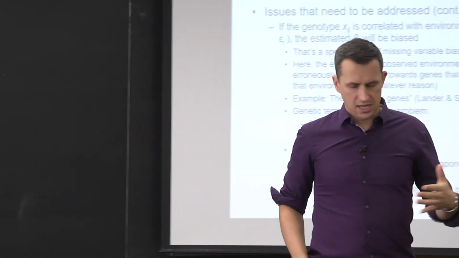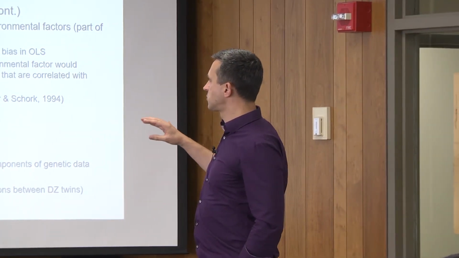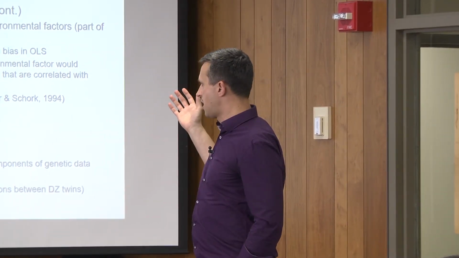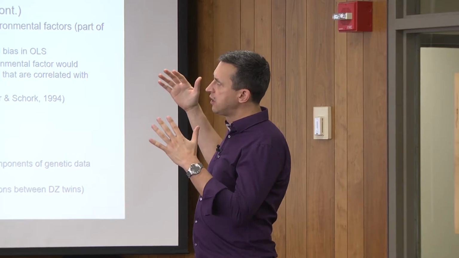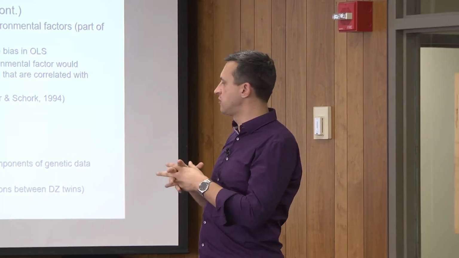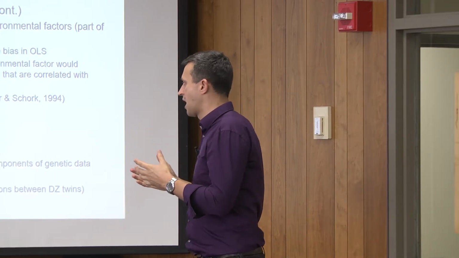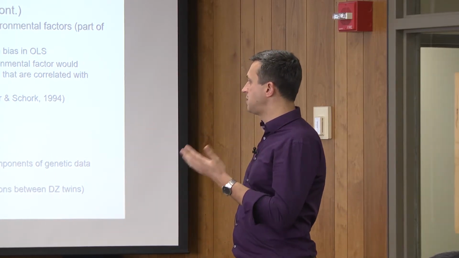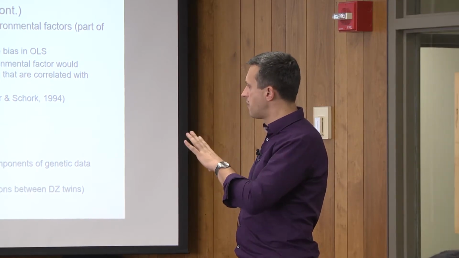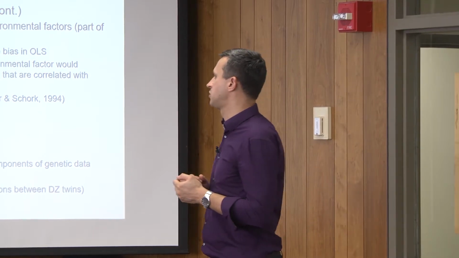There are other ways we can address that issue. One of them would be linear mixed models, where you look at the genetic relatedness matrix of all the individuals in your sample, and you take that into account when you estimate the betas and the standard errors. That's a bit more rigorous in terms of addressing population structure.